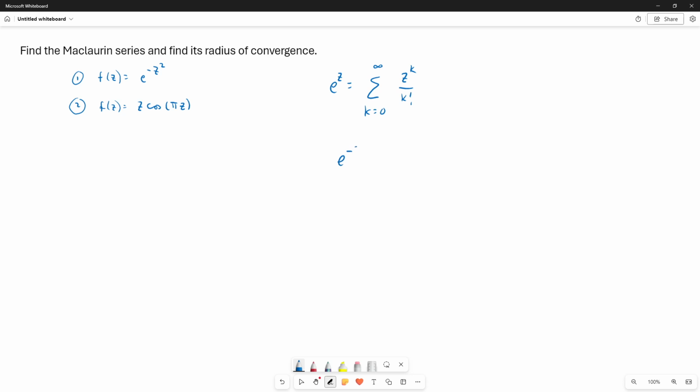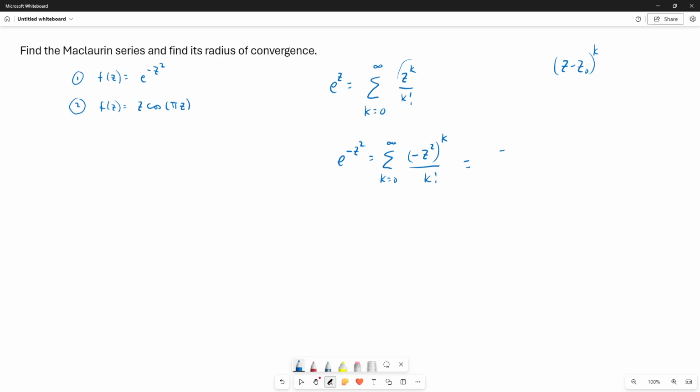Therefore, e to the minus z squared will have a Maclaurin series, which just means a Taylor series centered at 0. So the center z minus z0 to the k, when the center is 0, then we just get z to the k, which we have here. So for e to the minus z squared, we have minus z squared to the k, just replacing this z with minus z squared, divided by k factorial.